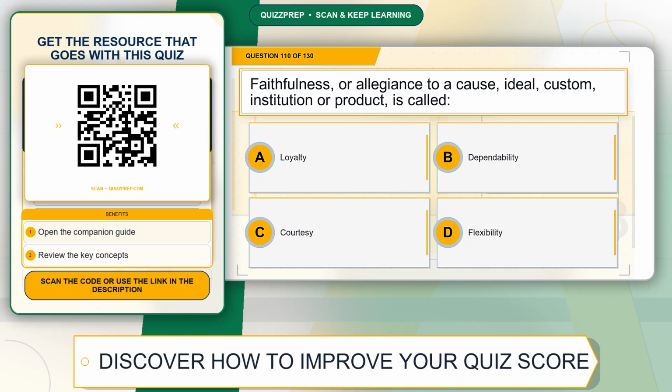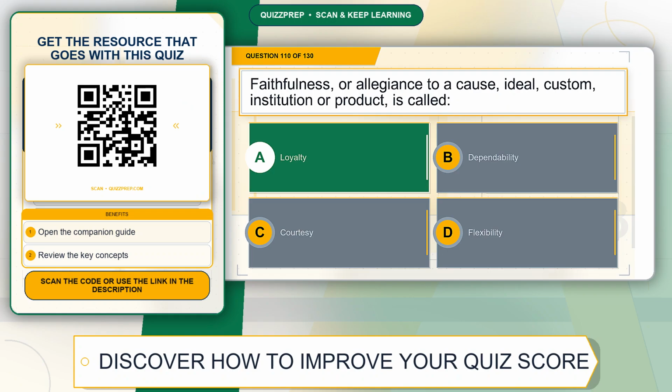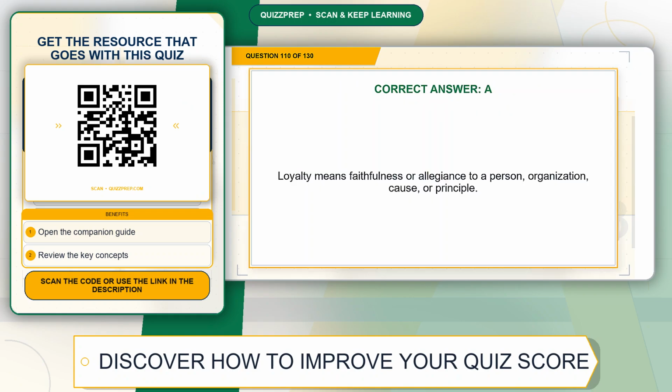Question 110. Faithfulness, or allegiance to a cause, ideal, custom, institution or product, is called: Option A, loyalty. Option B, dependability. Option C, courtesy. Option D, flexibility. The correct answer is option A, loyalty. Explanation. Loyalty means faithfulness or allegiance to a person, organization, cause, or principle.